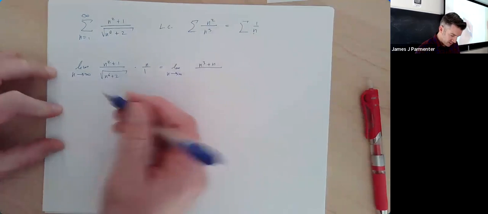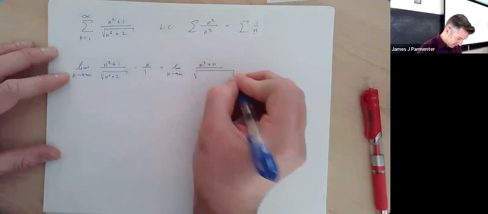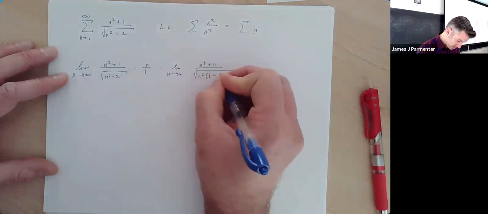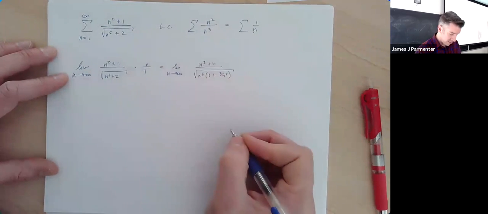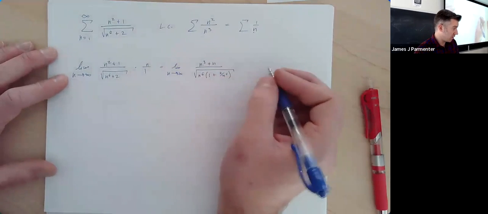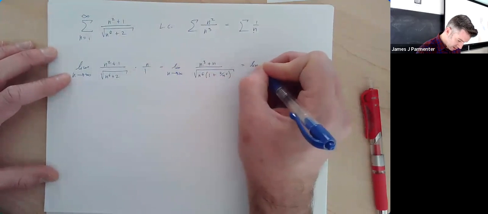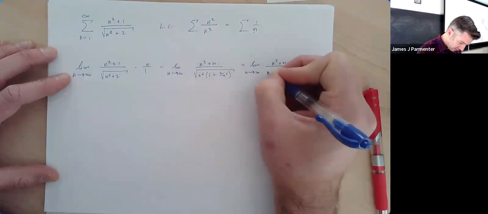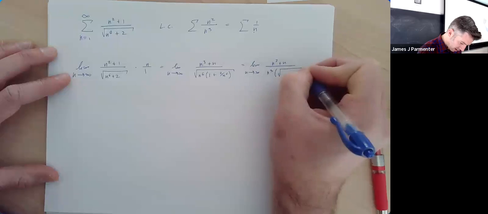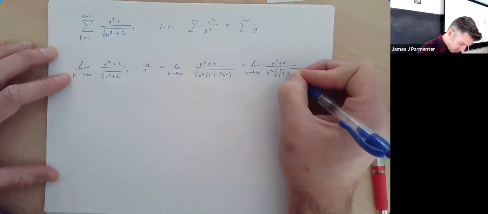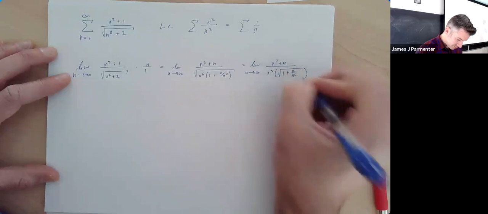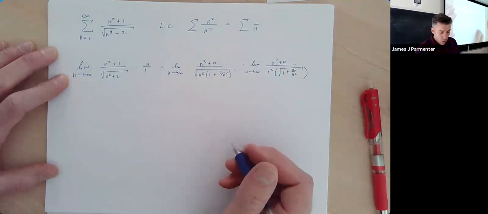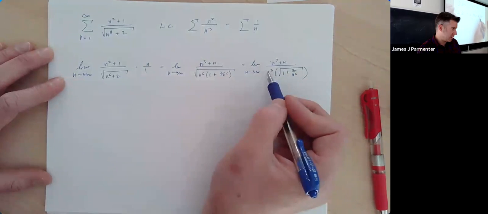If you don't like that, you can do the thing where you factor out the n to the 6th. And then the square root of n to the 6th is n to the 3rd. So this really becomes the limit as n goes to infinity of n to the 3rd plus n over n to the 3rd times the square root of 1 plus 2 over n to the 6th. And then just like last time, we can divide everything by the highest power of n. Or you can just say, I've got a 1 n cubed over 1 n cubed, which is 1 over 1.